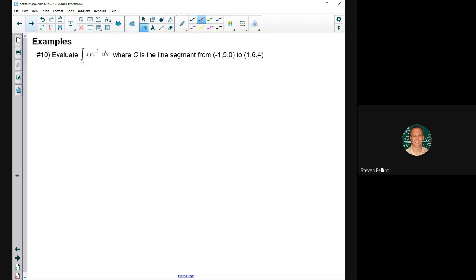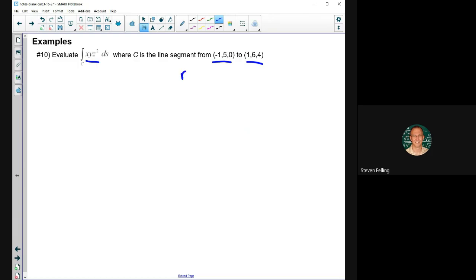All right, let's take a look at two specific examples then, and that will conclude this video. We'll just work these all by hand. The computation part is often not too bad as long as we can come up with a good parameterization. So we're evaluating this scalar over a curve that's defined by the line segment from this point to this point. So let's start with the parameterization.